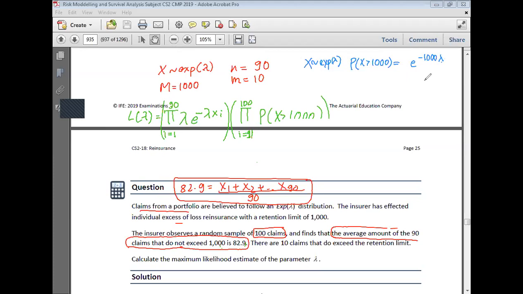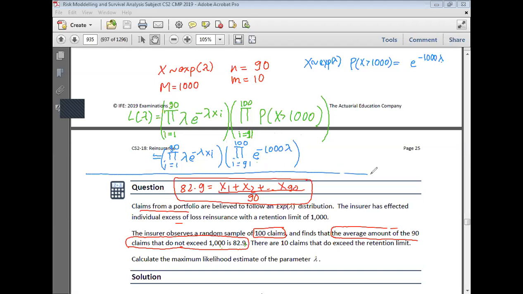Okay. So now if I were to write again my likelihood function, what I will get here is the product over i going from 1 to 90 of lambda times e raised to minus lambda xi, times the product over i going from 91 till 100, and instead of this I'll just write e raised to minus 1000 lambda. Does this make sense? Yes.